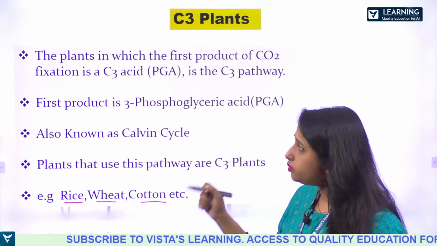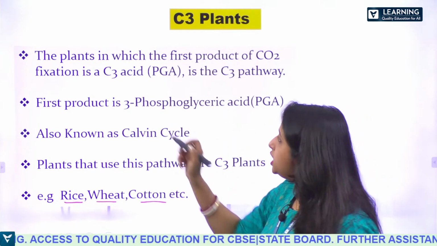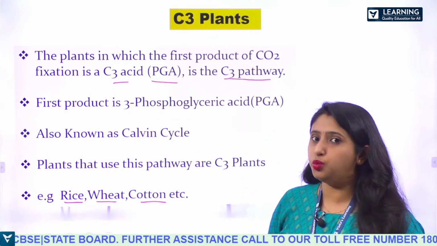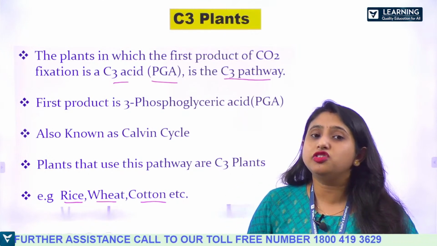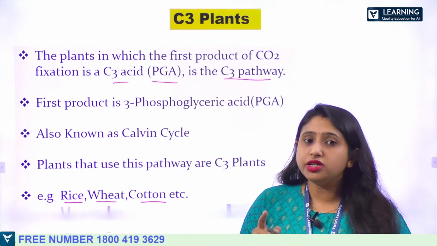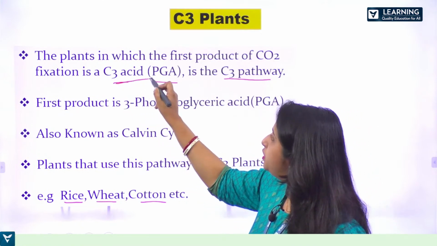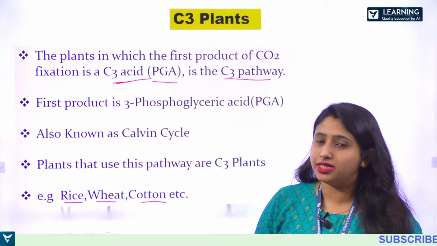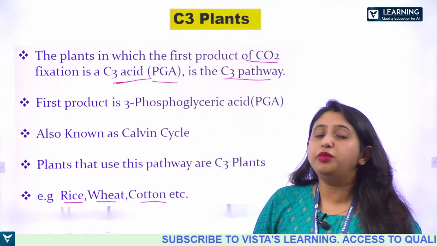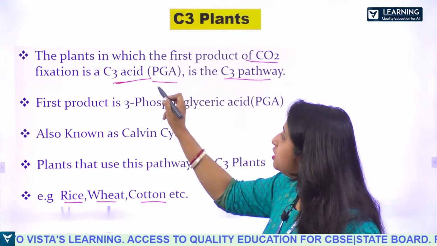The plant in which the first product of CO2 fixation is a C3 compound, phosphoglyceric acid, follows the C3 pathway. Now, why is it called a C3 pathway? Because the first stable product of CO2 fixation is a 3-carbon molecule, phosphoglyceric acid. That's why it is known as the C3 pathway.